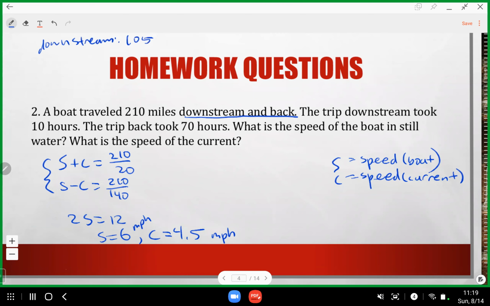is 105. All right, so essentially what you're doing here is saying that it's 10.5 miles per hour here, and essentially you're doing 105 over 70 here, which I need to get my calculator. 105 over 70, which is 1.5 miles per hour. All right, this is 1.5 miles per hour.